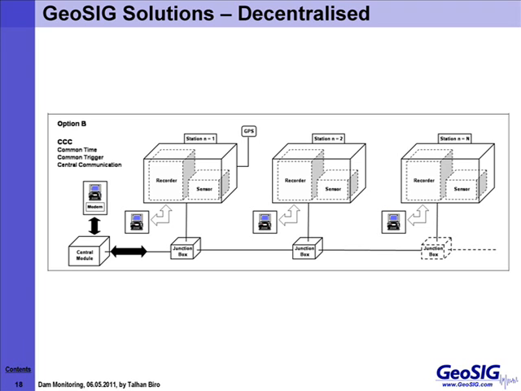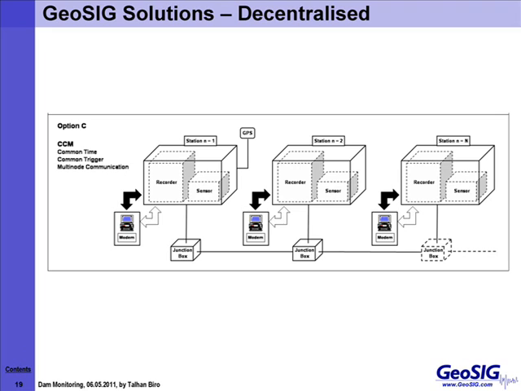For option B, this is called CCC, and there is again the common time, common trigger, but this time central communication. So the communication is achieved by a central module via which one can connect to each and every measuring point, every recorder, to be able to retrieve the data, make configuration, and so on. Of course, in the meantime, one can also do an individual link to each station at each location.